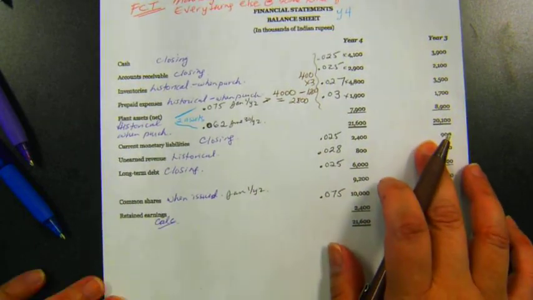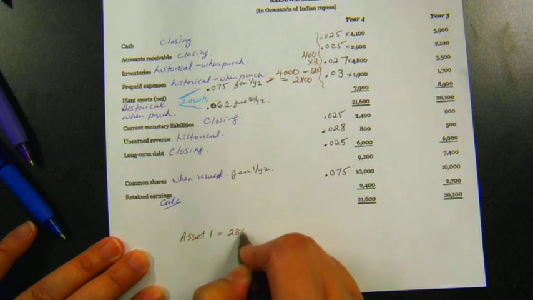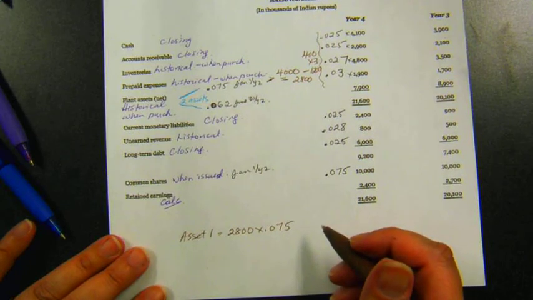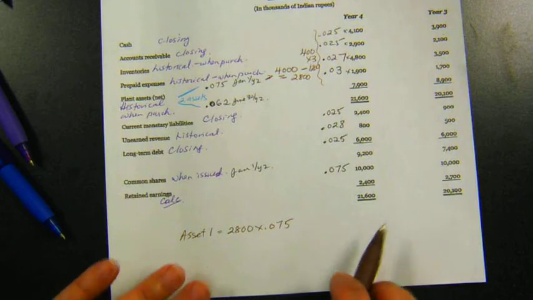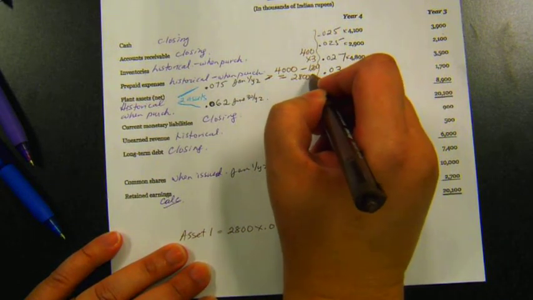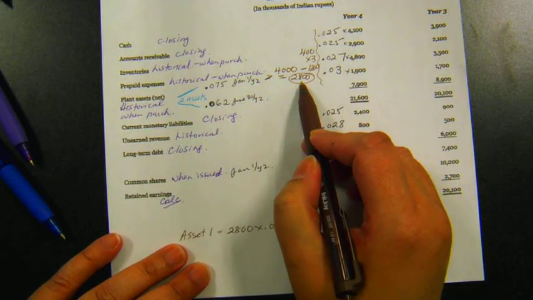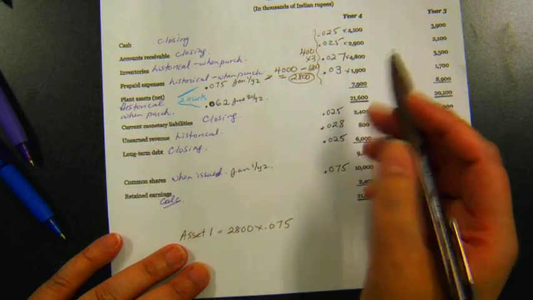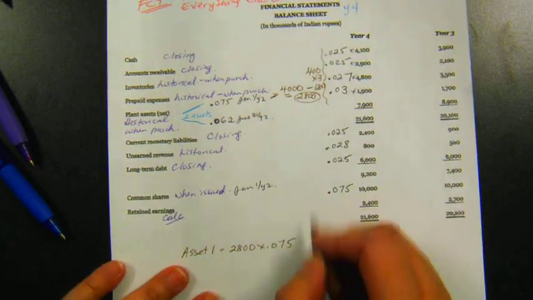So I'm just going to summarize it down here, you guys. So asset 1 equals 2,800, which equals some number that I didn't calculate separately. Good for me. So, if that's asset 1, sorry? Oh, it's 210? Thank you.